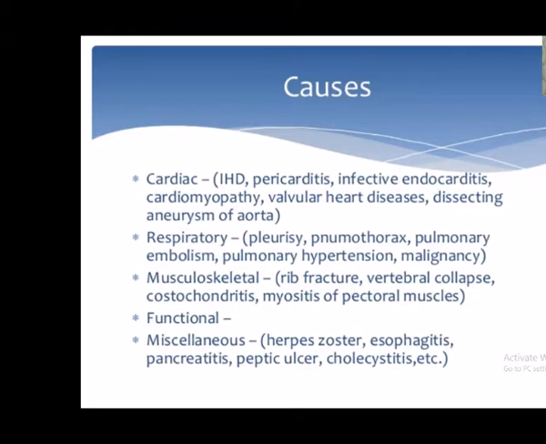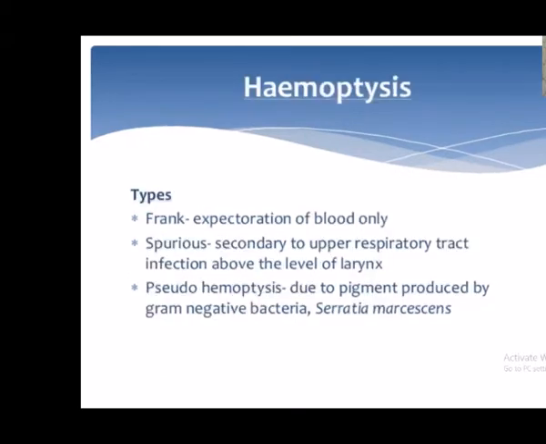Similarly, for respiratory causes, a chest X-ray is very helpful in finding the cause, like pneumothorax. Sometimes pulmonary embolism, but usually you have a predisposing factor, like the patient being immobilized. Musculoskeletal pain is very common in the chest, and a lot of these pains can be troublesome and patients think that this is a cardiac pain. Then again, miscellaneous causes like abdominal issues can also cause chest pain, particularly pancreatitis, cholecystitis, and peptic ulcers.